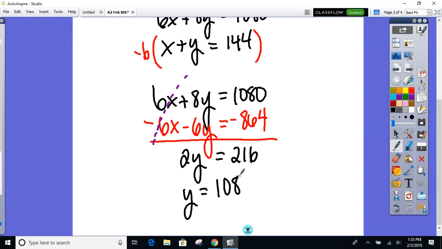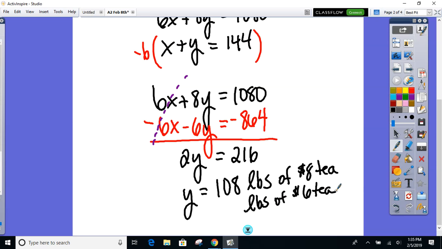All right, hey, little label here. Little 108 what? Pounds of what? What type of tea is this one? Pounds of $8 tea. That's what I thought. Trying to show off, that's what happens. All right, and then how many pounds of $6 tea? 108 pounds of $8, so the $6 tea would be 36. Got to add up to 144, remember.